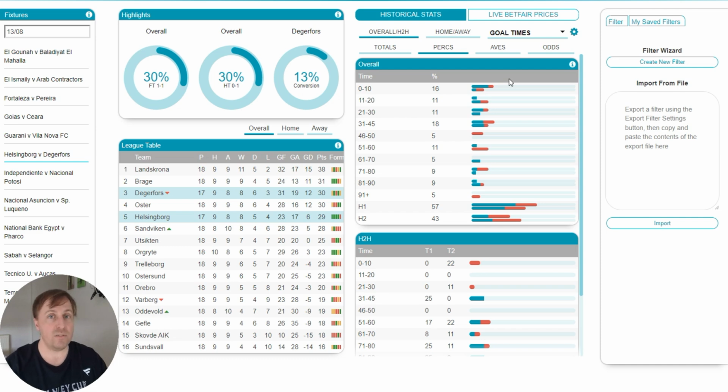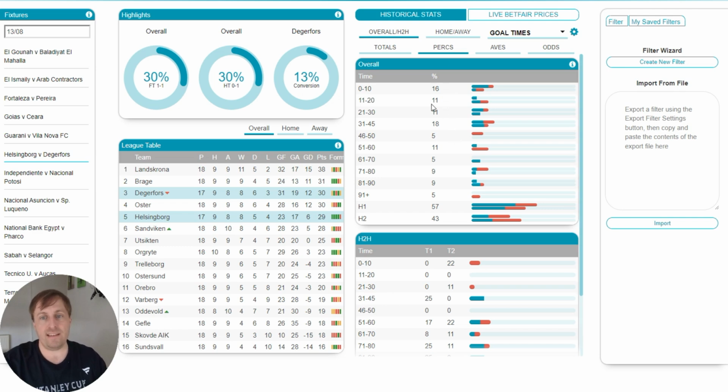Now, notice I say the word might. It doesn't mean that because they score 16% of their goals in the first 10 minutes, that they're guaranteed to have a 16% chance of first goal in the first 10 minutes. But what it does suggest is that there's a chance of that. So here we go. Let's have a look.